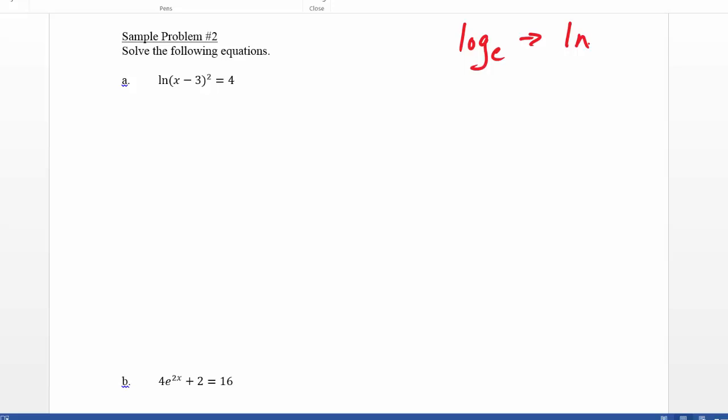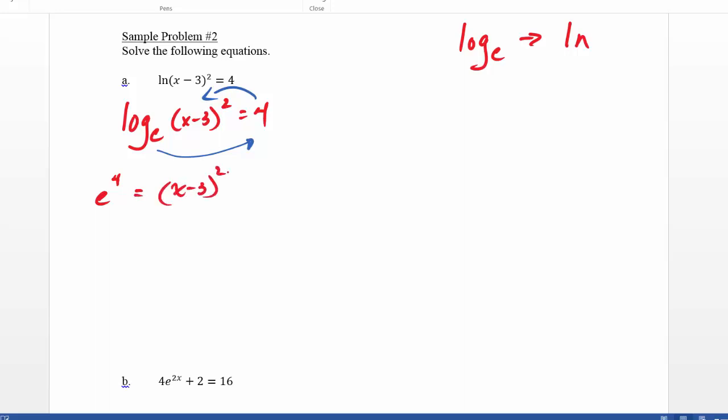Alright, so if we look at part A, we have the natural log here. And so I need to convert that. I have a logarithm on one side, not the other, and so I really need to convert that to exponential to make it an easier equation to solve. So the easiest way for me to do that is to just rewrite this back in terms of log base e. And now I can use that little circular trick that we've been using to rewrite this. And so I'm going to have e to the fourth power equals (x minus 3) squared.